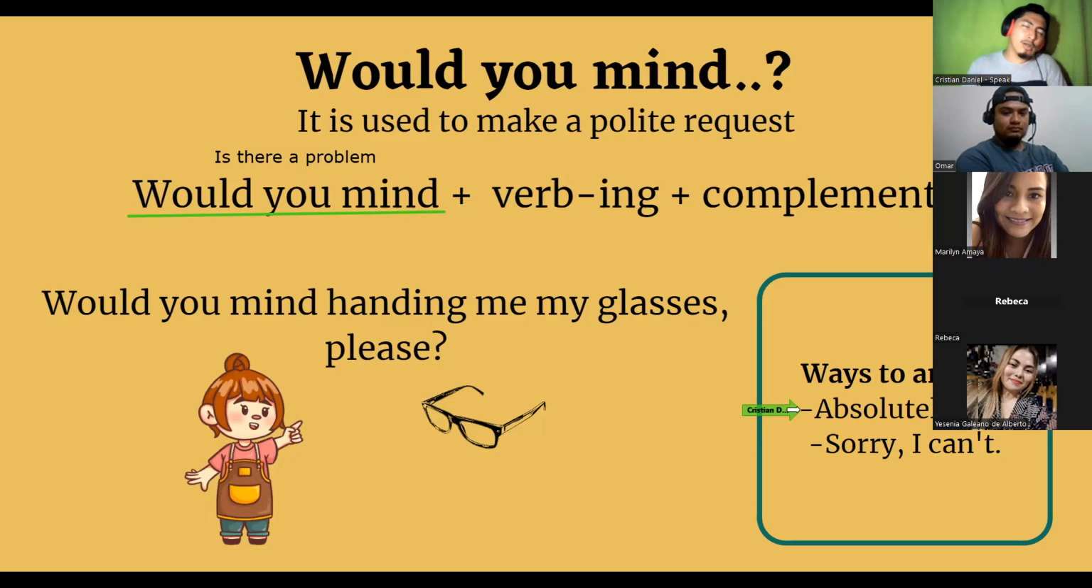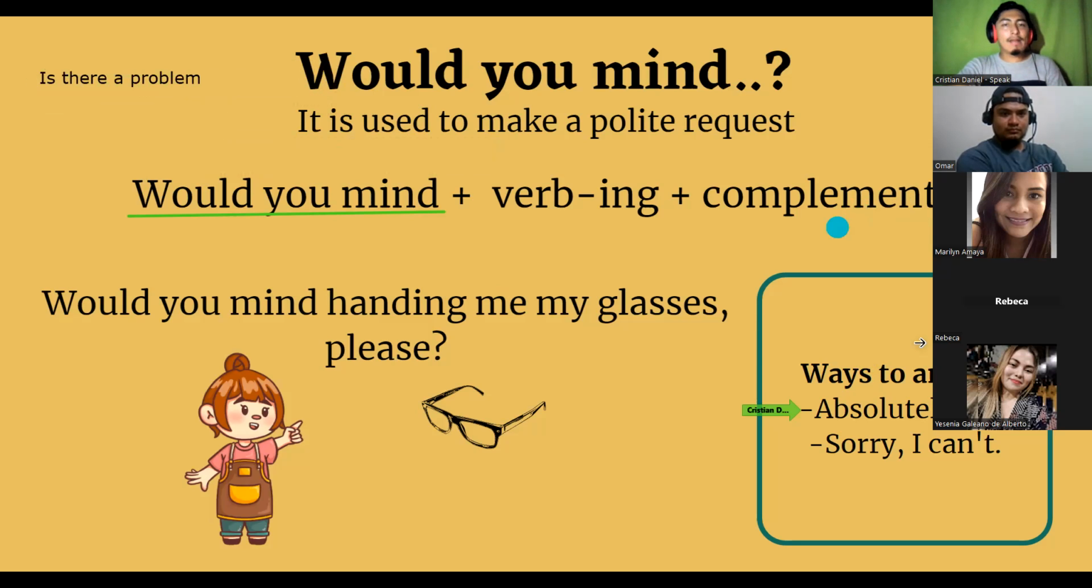In the second example, the meaning is obvious. So sorry, I can't. In that case, everybody, we have nothing to do. We only have to accept that the person is not in the position of doing this favor or this request, okay? So pay attention to that part, everybody. Remember that the answer may look negative, but the meaning is positive. Remember that would you mind asks if we have a problem with that situation or not, okay?